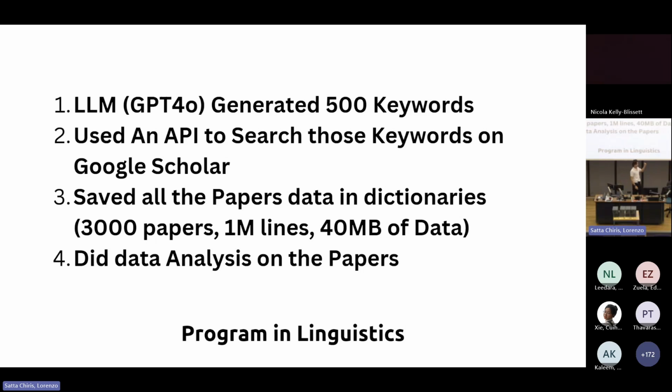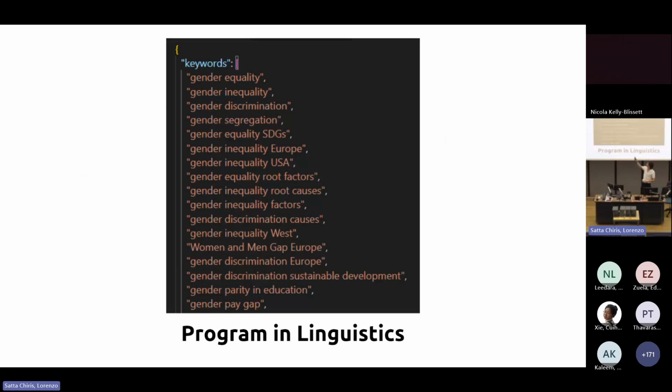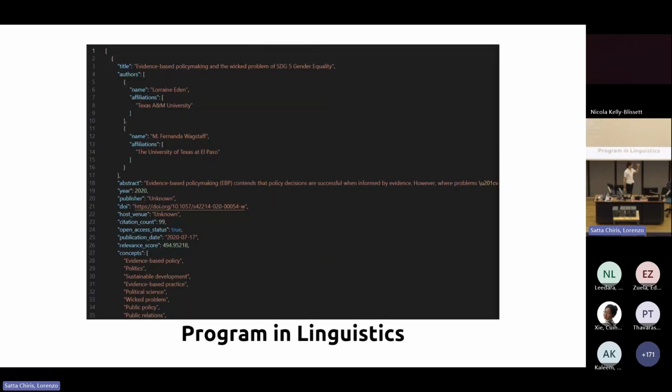And then it saves all these papers' data into a dictionary. And then I do that analysis. I can show you. So here I have a list of keywords that's generated by ChatGPT. So these are all my keywords. Then my program takes all these keywords one by one, searches it on Google Scholar, takes all the papers, and arranges the data inside of a dictionary.